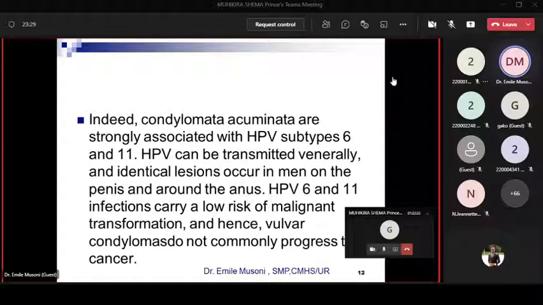The condylomas, I have said, are caused by low risk HPV. There are several types of human papillomavirus. There are more than 72, around 100. For this one, the most common are HPV types 6 and 11. Most of the time, they are the main cause of the condyloma.